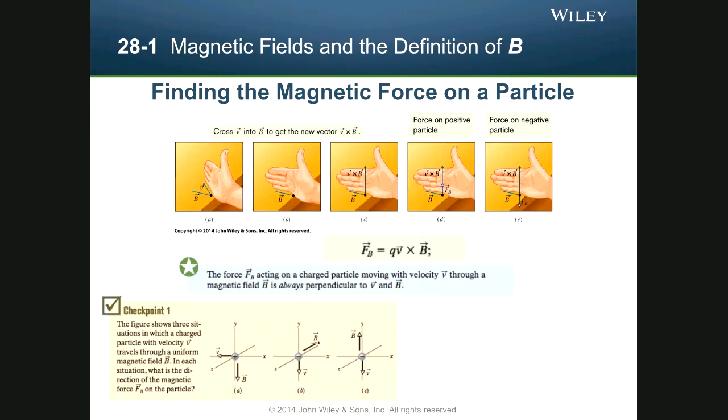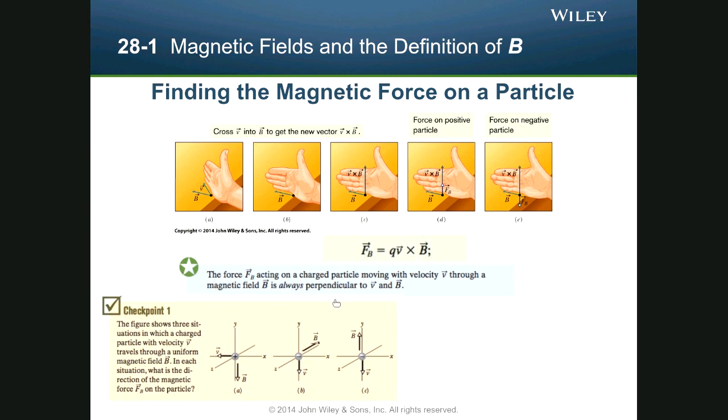But now you have to ask yourself, it didn't ask for V cross B, it asked for FB. So you have to ask yourself, do I have a negative charge or a positive charge? You'll notice you have a negative charge here. So that means you got to flip that direction of B. Okay? And then of course here for part C is a little trivial.